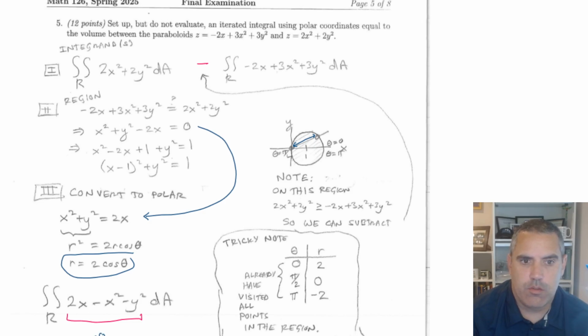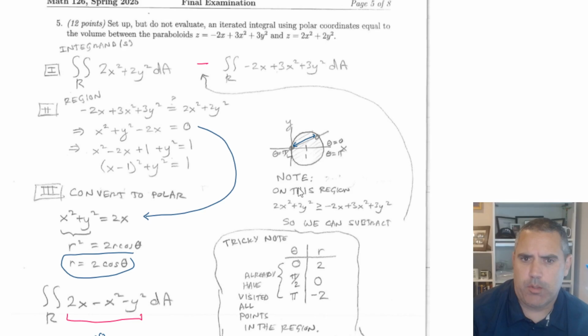Now the challenge is the rest. So this is going to be 2r cosine of theta minus r squared, r d theta. Now, I sort of sympathize with students that missed this part because it is very tempting to say 0 to 2 pi. And that's the biggest challenge in the problem. If you do 0 to 2 pi, you're actually getting double the volume, and it's incorrect.